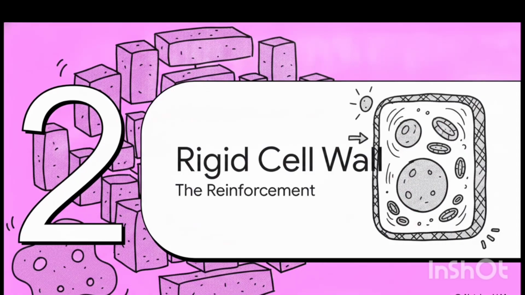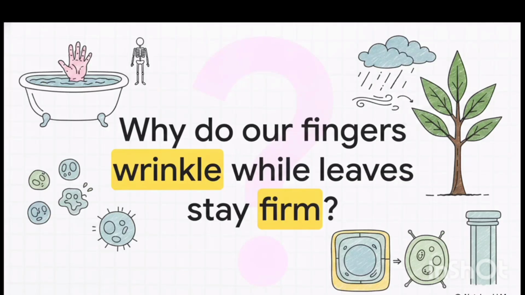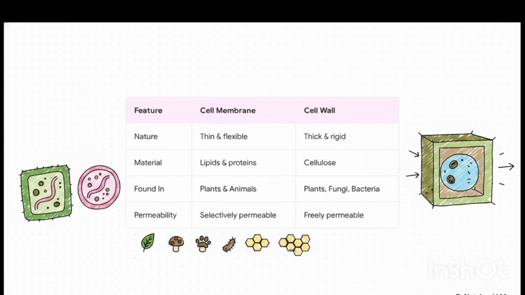Moving right along to Section 2, the reinforcement, focusing on the rigid cell wall. Think about this for a second. When you sit in the tub for way too long, your fingers get all wrinkly and shrunken, right? But when it rains outside for days, the leaves on a tree don't get wrinkly at all. They stay perfectly firm. Why's that? Well, animal cells, like ours, lose water and shrink, but plants have a totally different challenge. They don't have a skeleton to hold them up. To stand tall against the wind, the rain, and just gravity itself, they need a different kind of reinforcement so they don't just collapse.